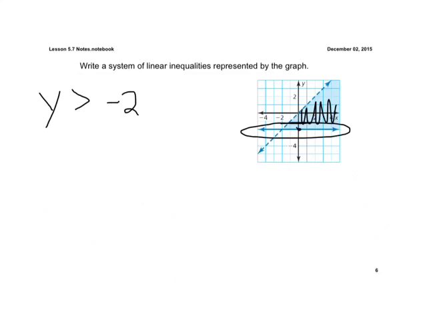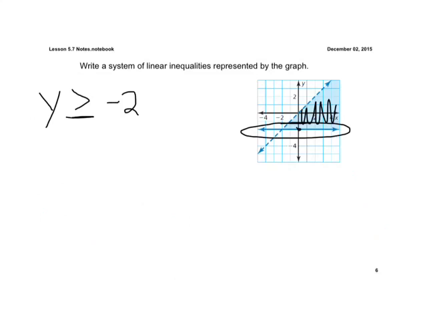Let's look at that dotted line. Oh, let's check that first one. It's a solid line, so we see that needs to be or equal to. Hopefully some of you caught that. It's a solid line, so it's greater than or equal to. All right, back to that dotted line.